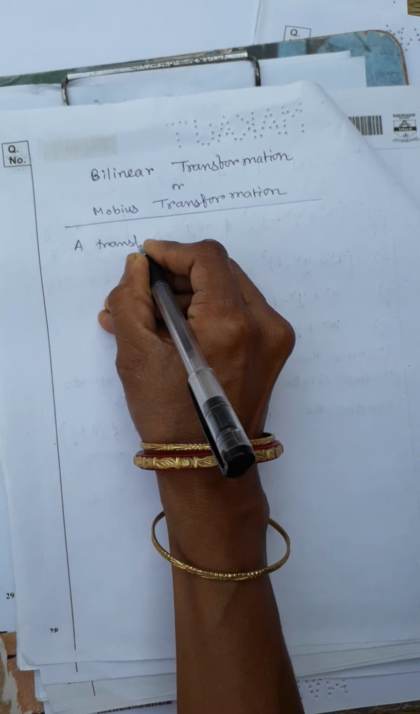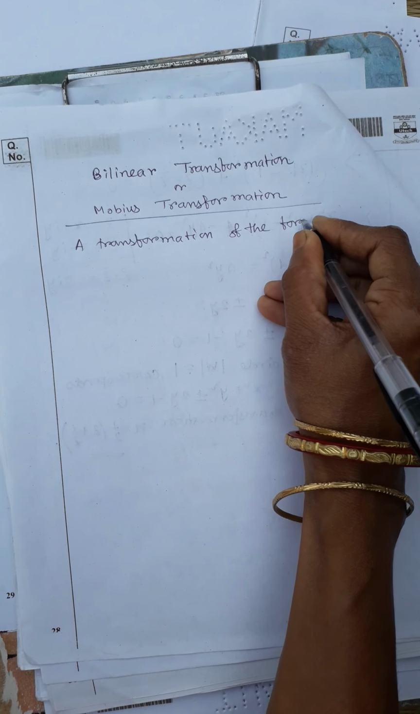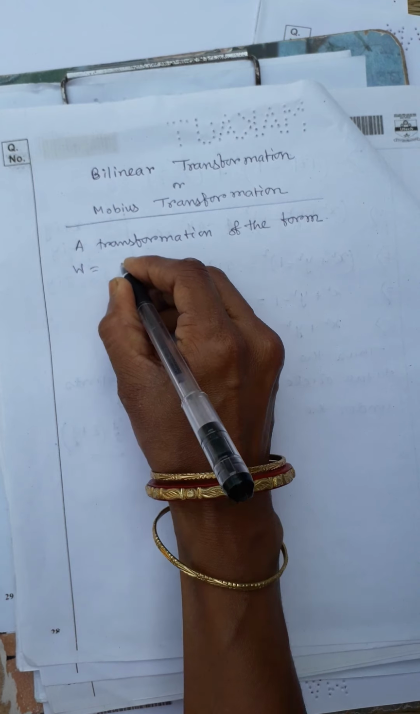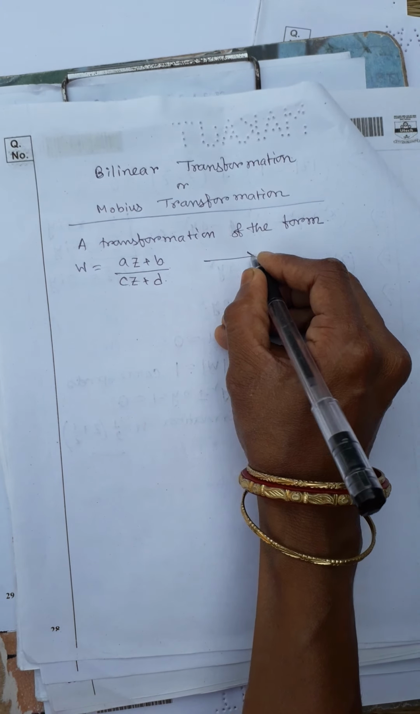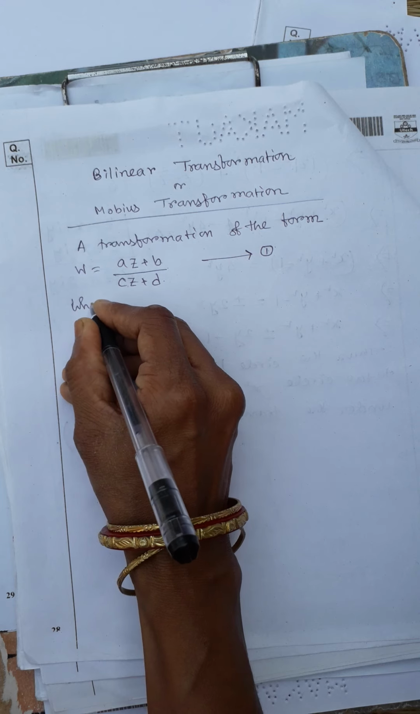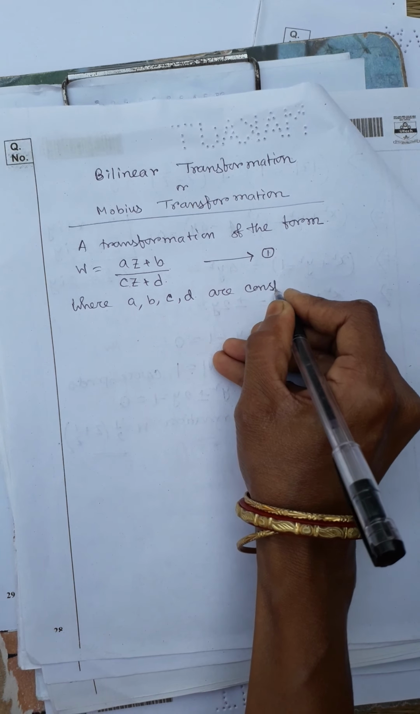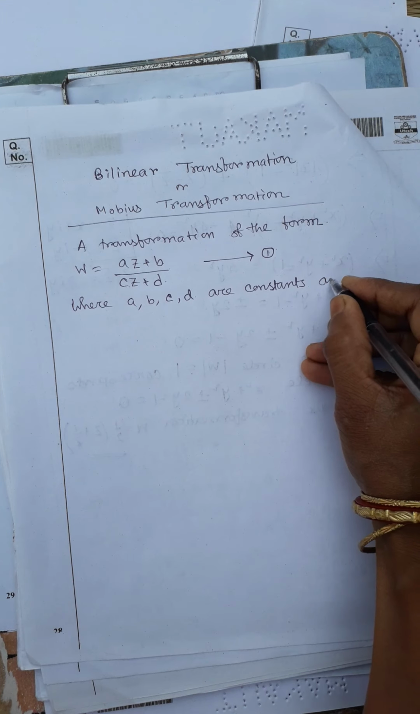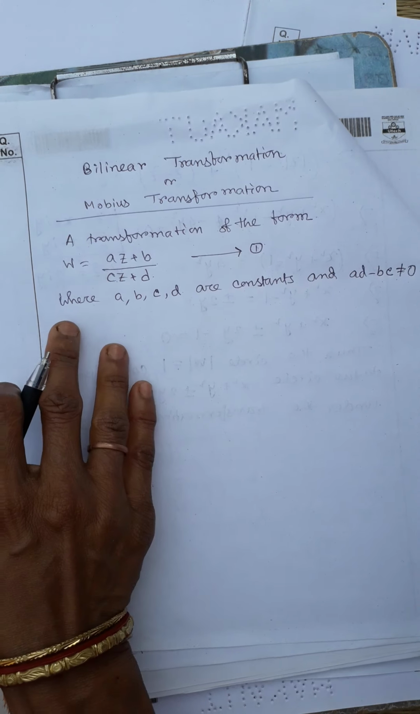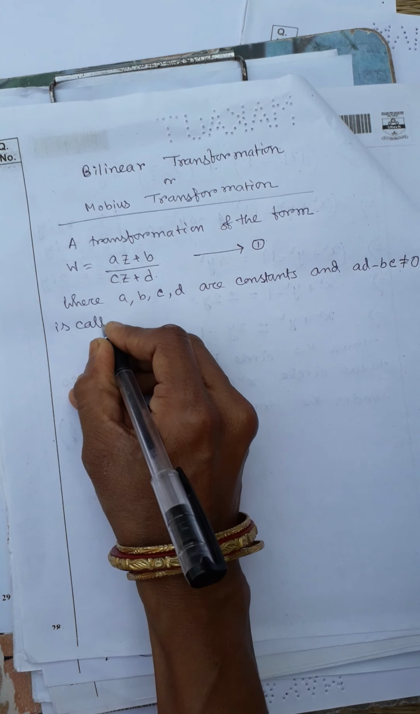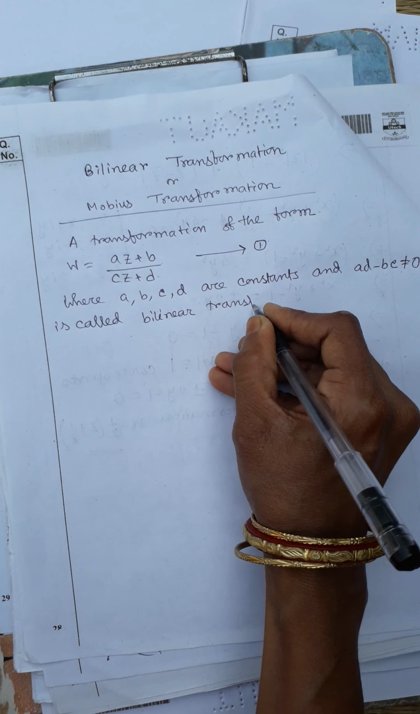A transformation of the form W = (AZ + B)/(CZ + D), where A, B, C and D are constants and AD minus BC not equal to 0, is called a bilinear transformation.